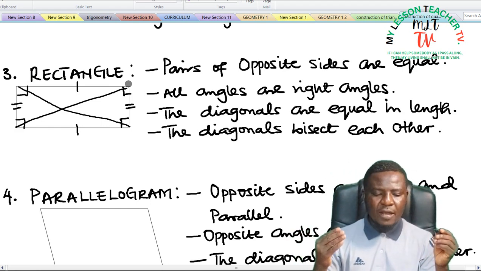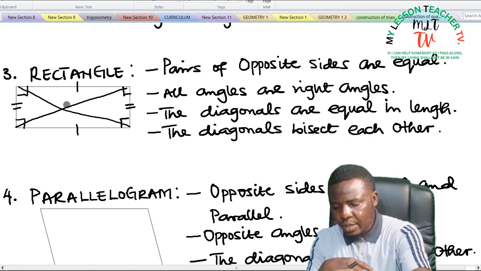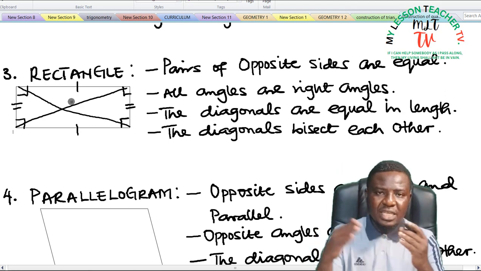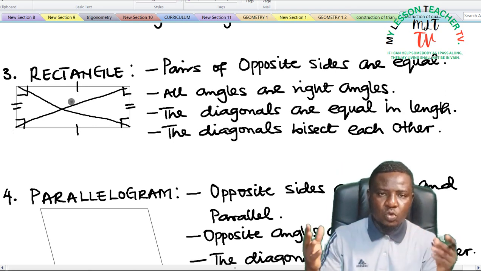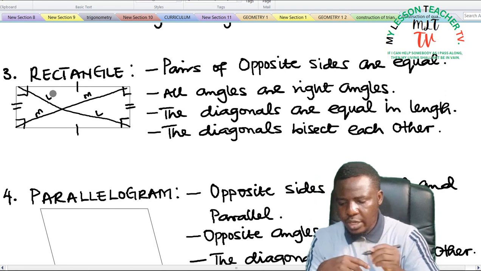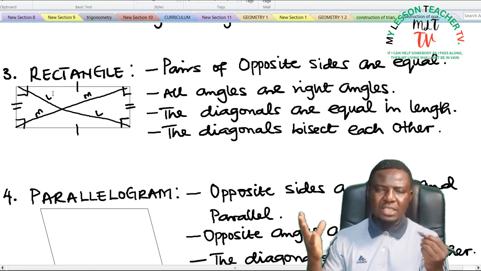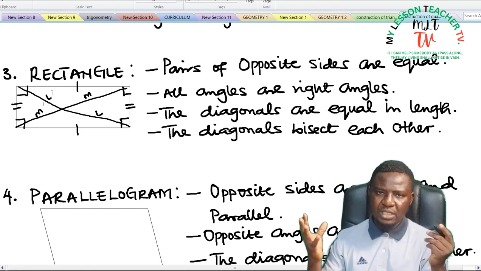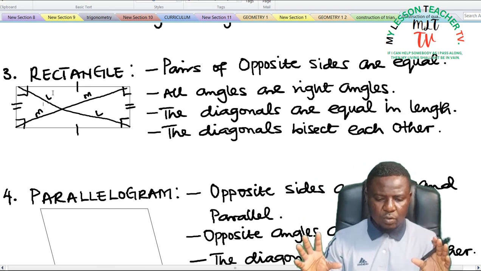And the diagonals bisect each other, meaning it divides each other into 2 equal parts. That is to say, if this is M, this is M. If this is L, and this is L. So these are the properties of a rectangle.